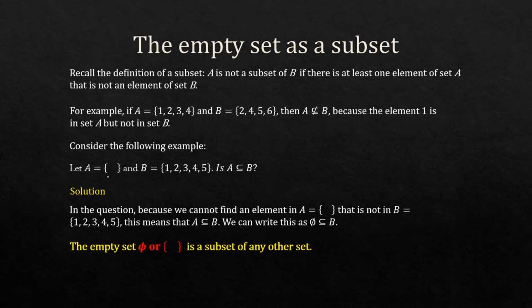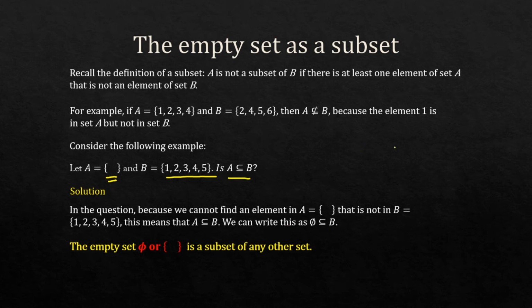Let's consider this example. Set A is an empty set. Set B is the set {1, 2, 3, 4, 5}. I want to know, is set A a subset of set B? Here's the solution. Because we cannot find an element in A that is not in B, which is {1, 2, 3, 4, 5}, this means that set A is a subset of set B. And we can write that as the empty set is a subset of set B.